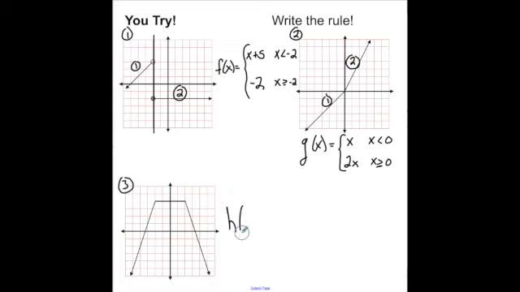All right, final one is h of x. This one turns out to have 1, 2, 3 pieces. So, first piece. This shows you why you really want to extend the graph out, because it doesn't actually show you necessarily where it's going to touch.